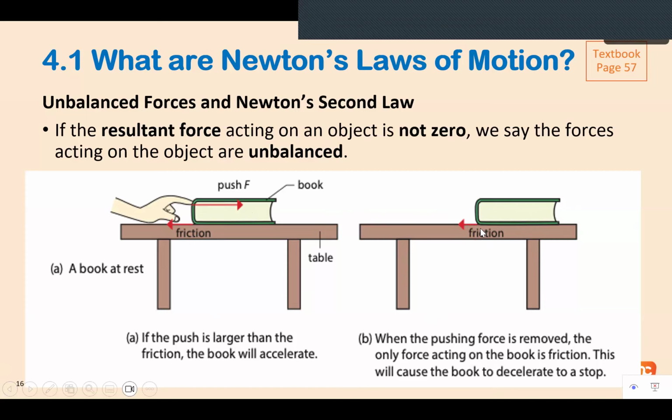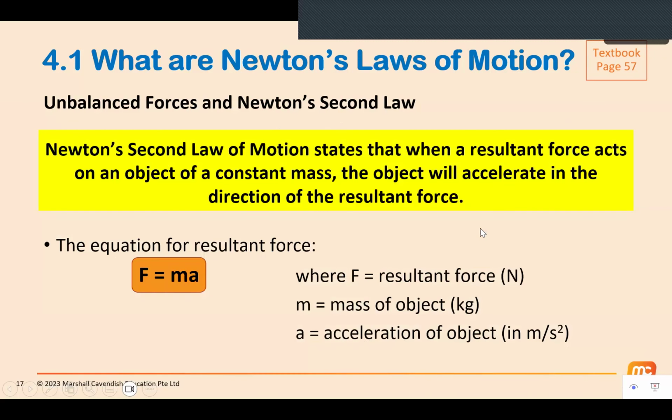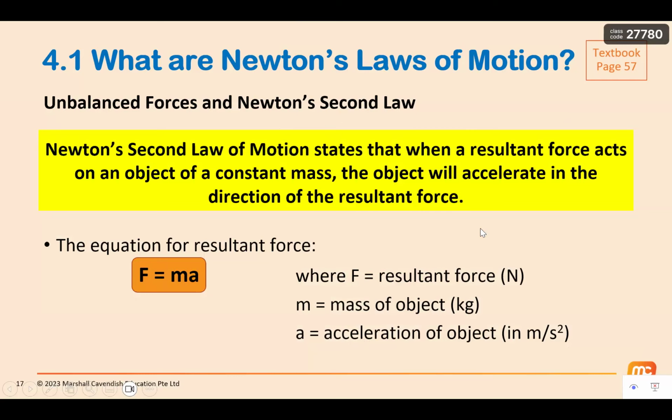So whenever the forces are unbalanced, or whenever there is a resultant force, we apply Newton's second law of motion, which states that when a resultant force acts on an object, the object will accelerate in the direction of the resultant force. So whenever there is a resultant force, the object will not have zero acceleration. The object will accelerate, and the direction of the acceleration will be the same as the direction of the resultant force. So objects can either accelerate or decelerate depending on the direction.